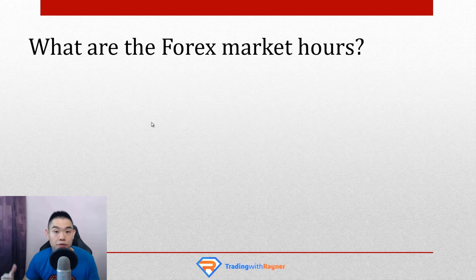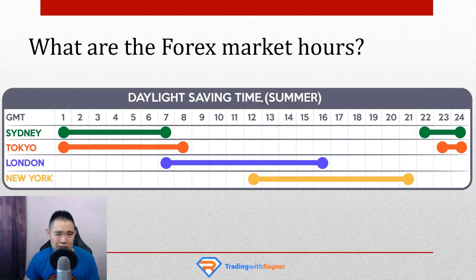So what are the forex market hours? Okay, so let me just break this down so you can understand this chart. So first one over here is the daylight saving time. So this refers to the summer months in US, in overseas, in other countries. In Singapore, we don't have daylight saving time, so this may be a bit new to you if you are in Asia. And the time that we use to depict the hours, we use GMT over here.